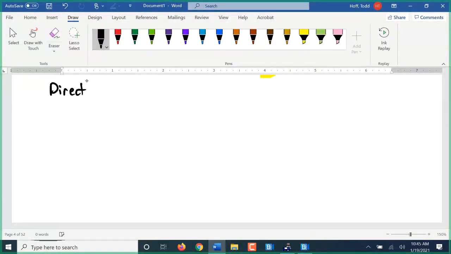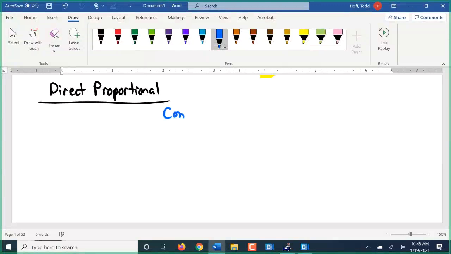I put the term direct up there. Direct relationships or direct proportion is a true proportion. A direct proportional relationship is a constant ratio or rate.